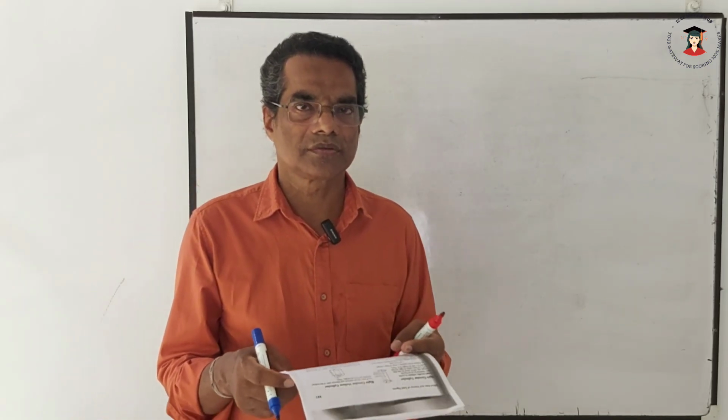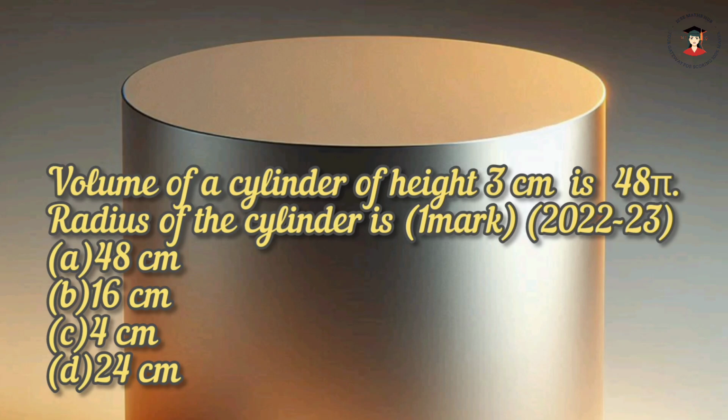The first question. Volume of a cylinder of height 3 cm is 48 pi. Radius of the cylinder is 48 cm, 16 cm, 4 cm or 24 cm.